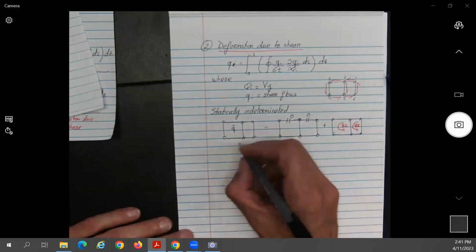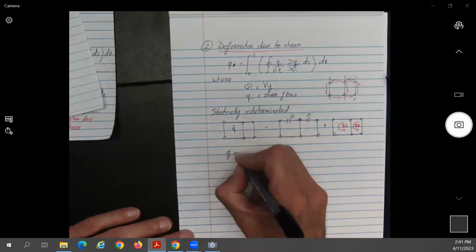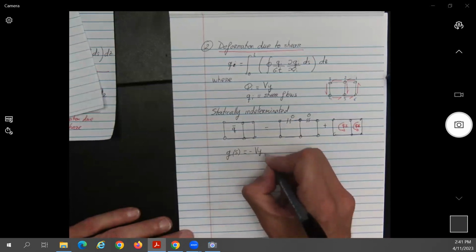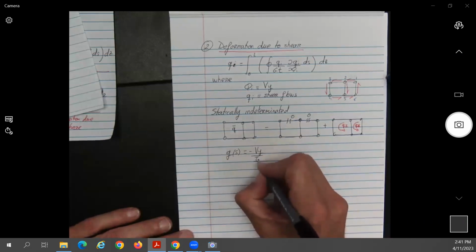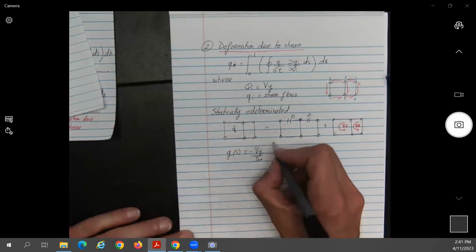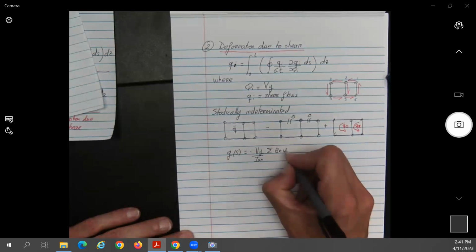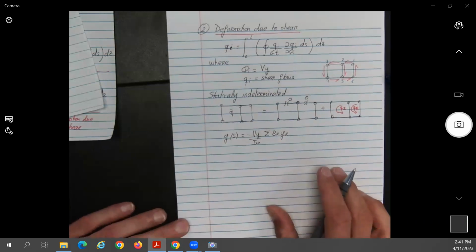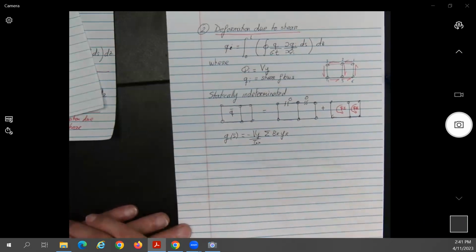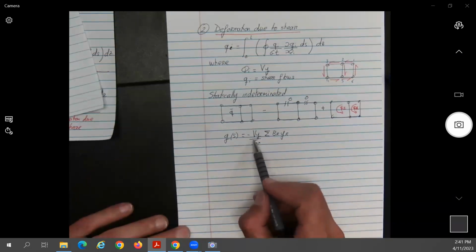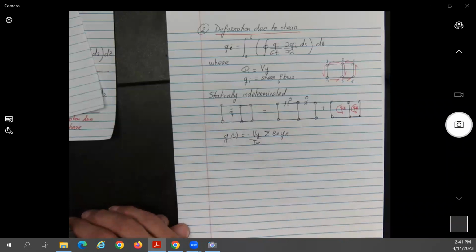So what is the expression we're going to be using? Q sub S will be equal to minus Vy over Ixx, summation of E sub R, Y sub R. I'm pretty sure you remember that equation. Okay, so before we start doing this, what about if we first find what is the Ixx?